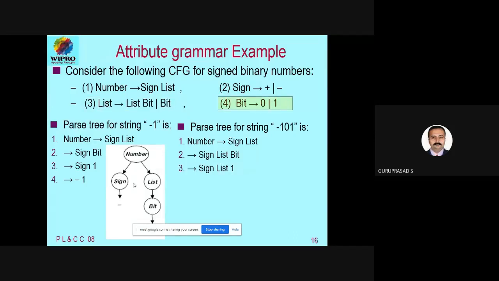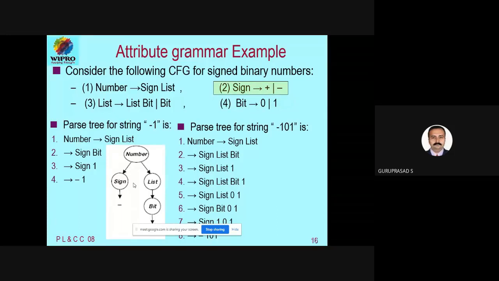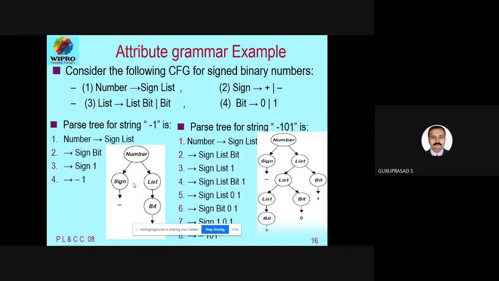Again, sign list, and bit is replaced by 1. Again, we are replacing list by list bit. So we replace the bit by 0 now. Okay. Again, we are replacing list by bit. Now we get sign and 101. Finally, we get -101. So this is the derivation of the string.